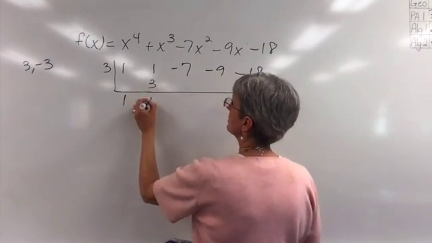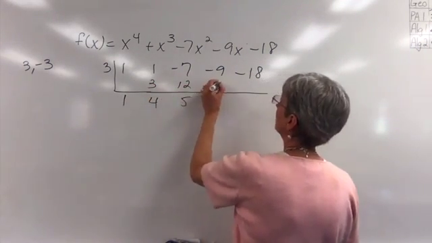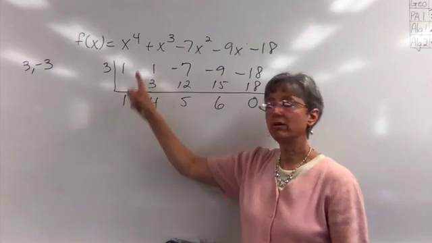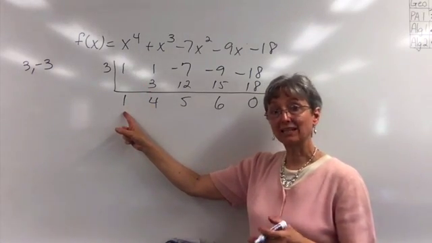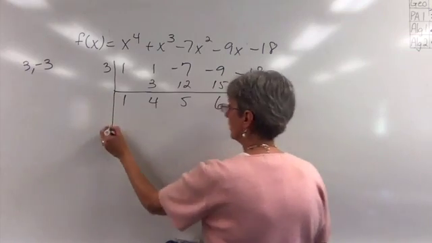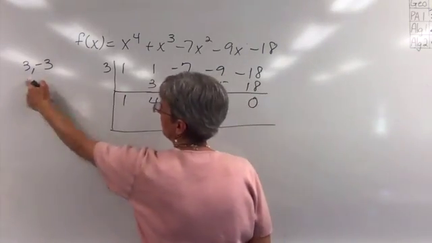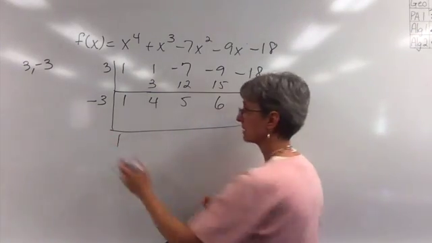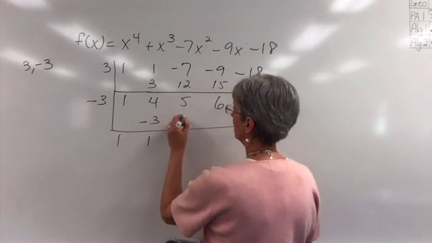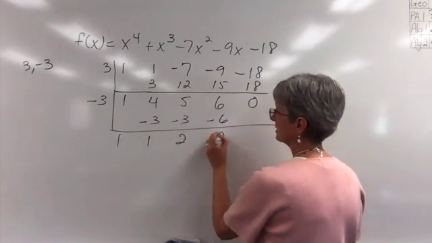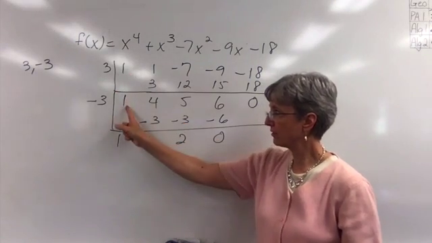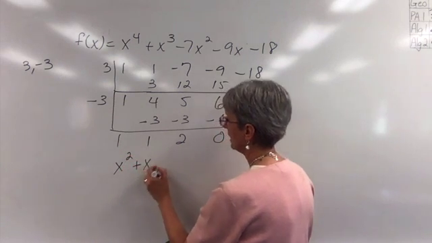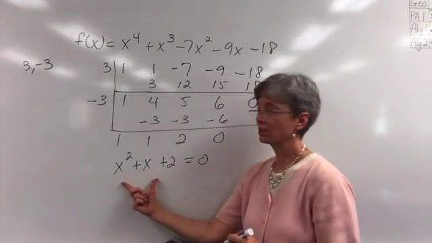So this is 3, this is 4, 12, 5, 15, 6, 18, 0. So this represented x to the 4th, this represents x to the power of 3. So I'm going to draw another one, and now I've used my positive 3. Now I'll use my negative 3 and go through the same process. So this is negative 3, 1, negative 3, 2, negative 6, 0. Awesome. 4th degree, 3rd degree. This is my 2nd degree, which means x squared plus x plus 2 equals 0.